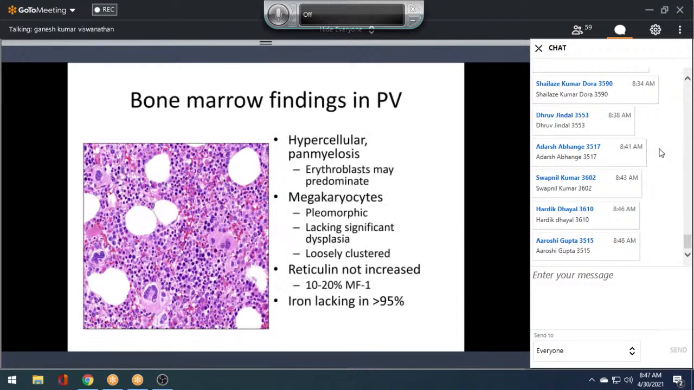So in peripheral blood, there is an increase in hemoglobin and an increase in WBC count. What happens to the bone marrow? The bone marrow shows panmyelosis. Panmyelosis means an increase in all blood cell lineages. There is an increase in megakaryocytes, an increase in red blood cell precursors, the erythroblasts, an increase in granulocytic cells, etc. The megakaryocytes are pleomorphic and they are loosely clustered.